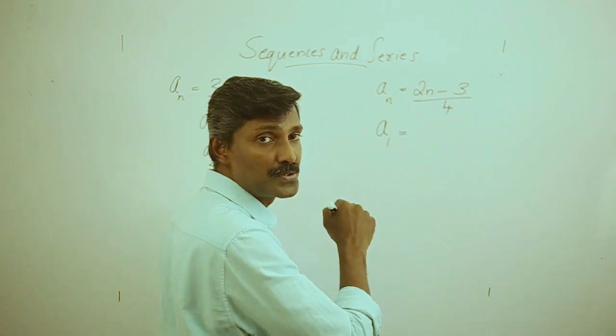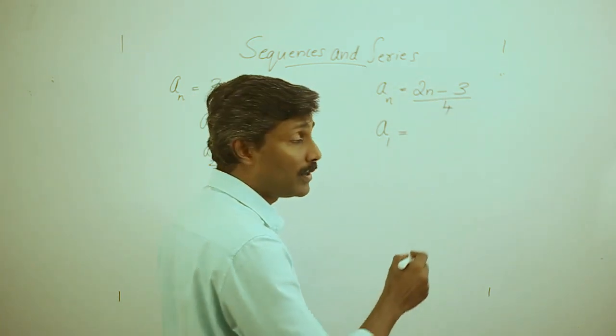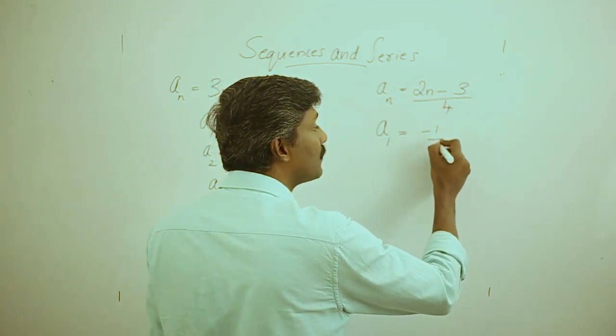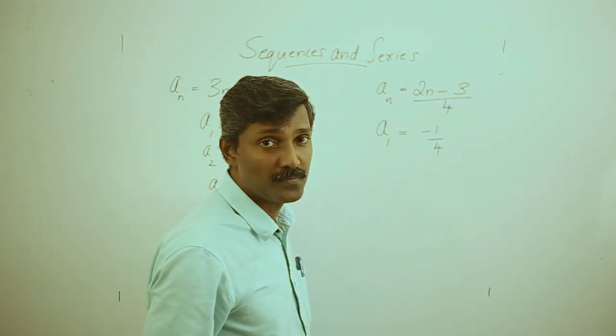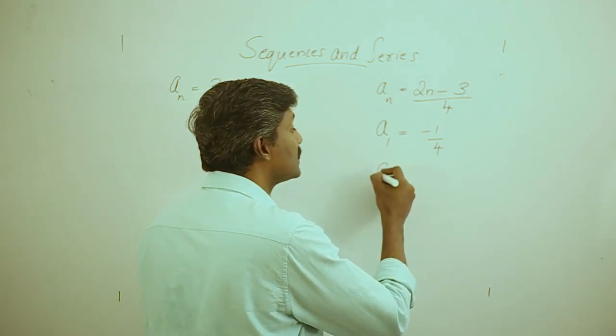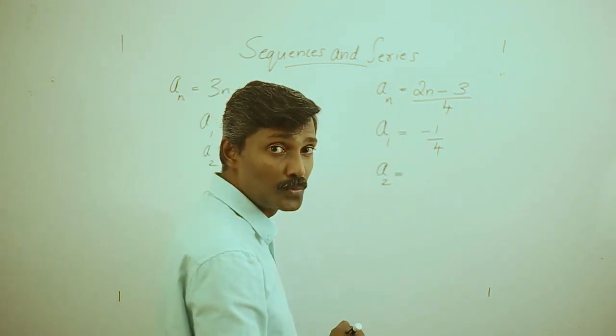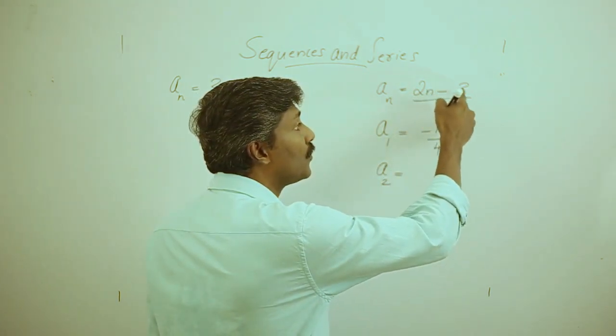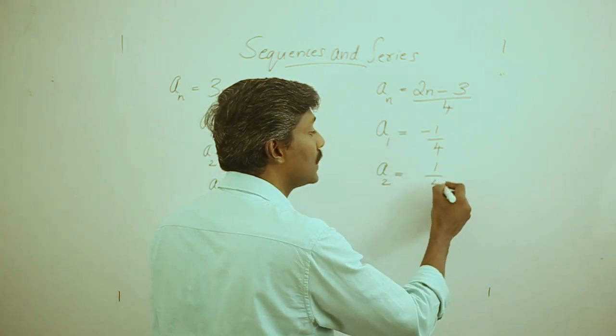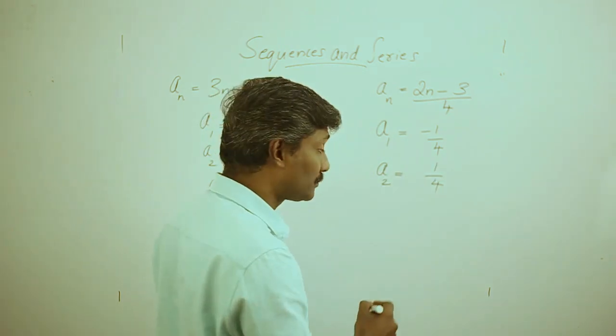So 2 into 1 is 2. 2 minus 3 is minus 1. So I get minus 1 divided by 4, which is the first term of this sequence. Now the second term, again I substitute n is equal to 2. So 2 into 2 is 4. 4 minus 3 is 1. So 1 divided by 4 is 1 by 4.